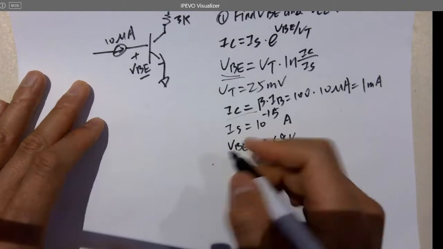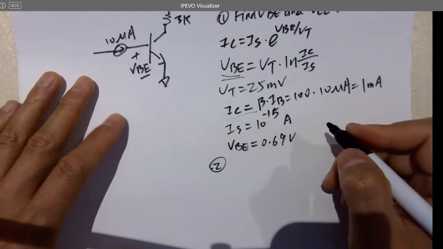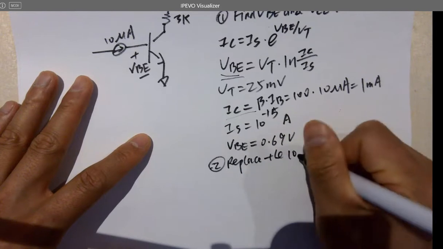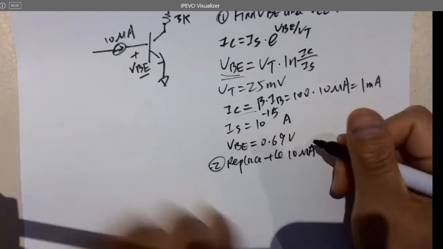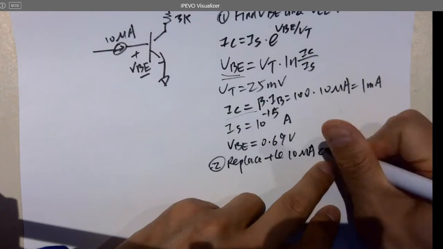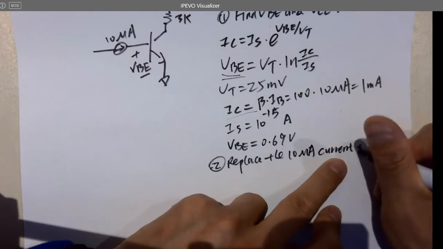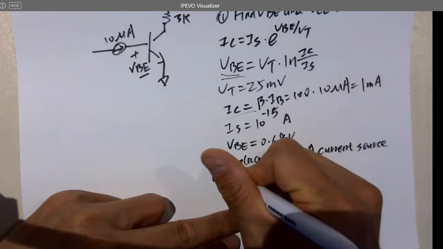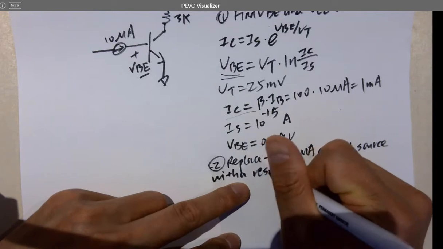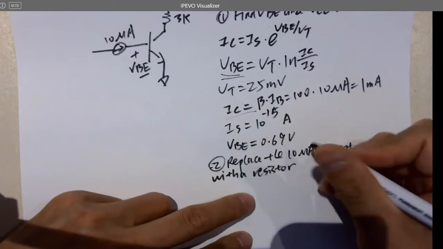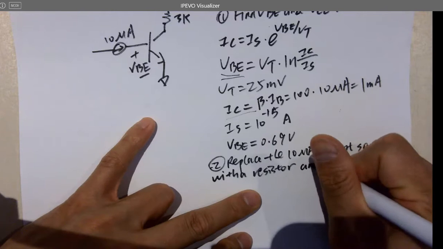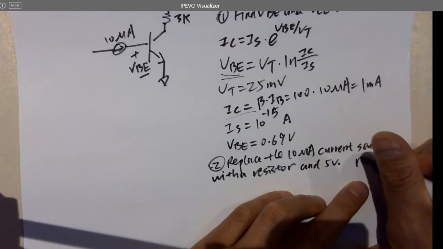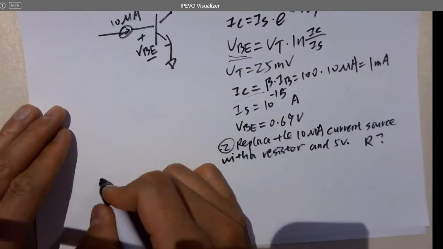And the second question: replace the 10 microamp current source with the resistor and 5 volts. So what is R? It's literally asking for that.